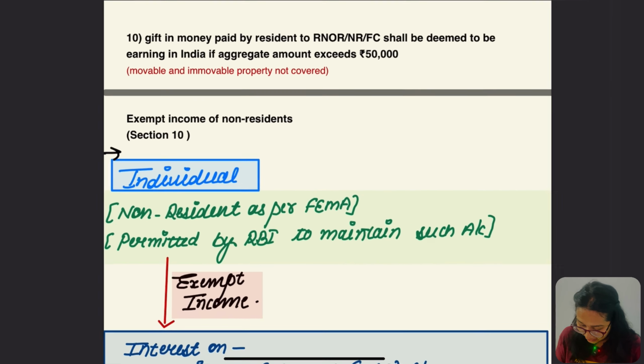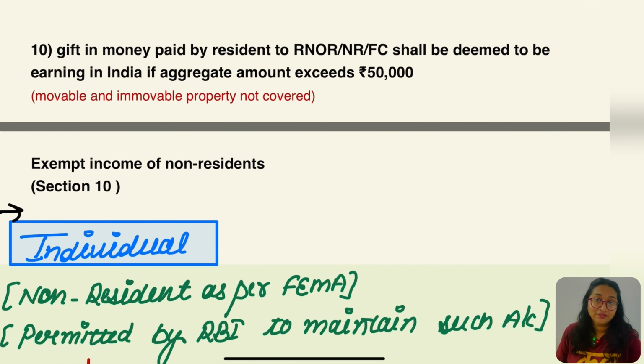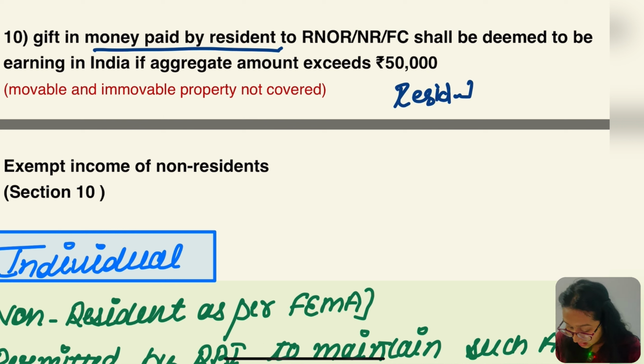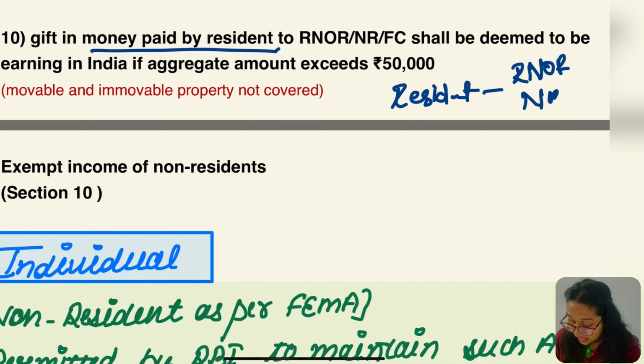Okay. Let's go for the last point of this deemed to be earned in India, which says the gift in money paid by resident, let's write it, paid by resident to whom? RNOR. Now we know the meaning of RNOR. Those people are going to fall in RNOR. Next, NR. We know who is going to be NR. And foreign company.